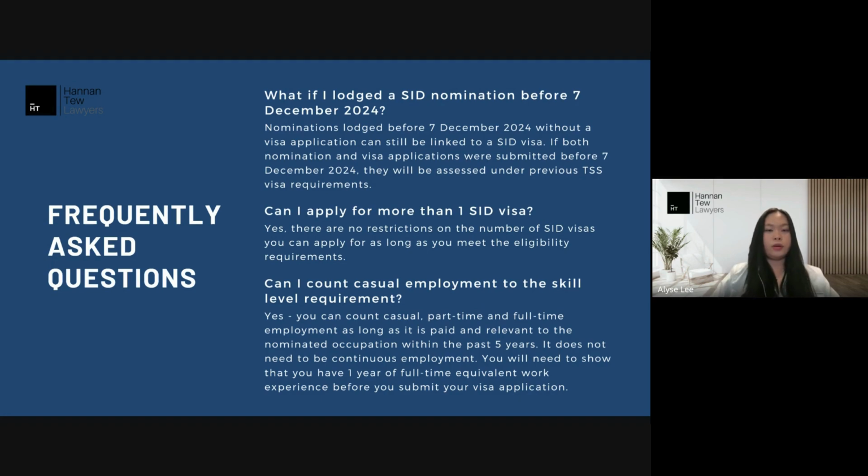Can the individual apply for more than one SID visa? Yes, there are no restrictions on the number of SID visas you can apply for, as long as you can meet the eligibility requirements.